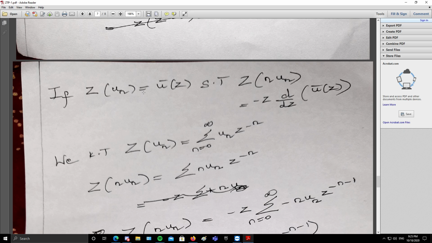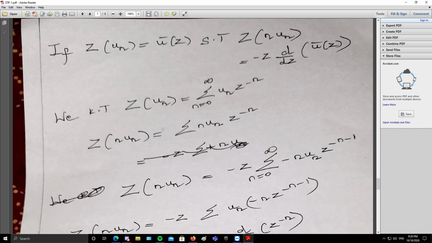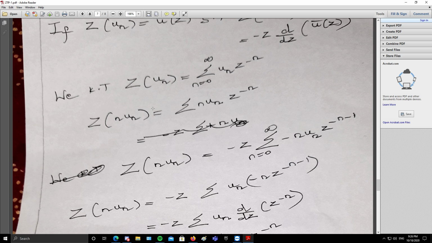If Z of un equals u bar of z, it means the z transform exists. Show that the transform of n un is minus z d by dz of u bar of z. So whenever you have to find the transform of n times un, start with the definition. What is the definition? Z of un is summation un z^-n. So in place of un you have n un, that is summation n un z^-n.